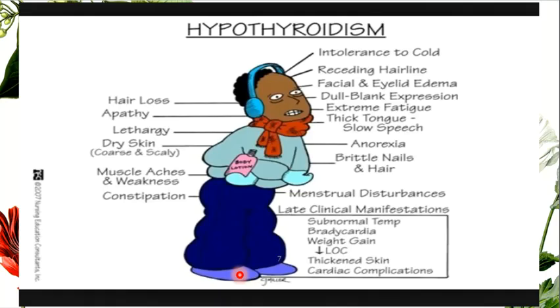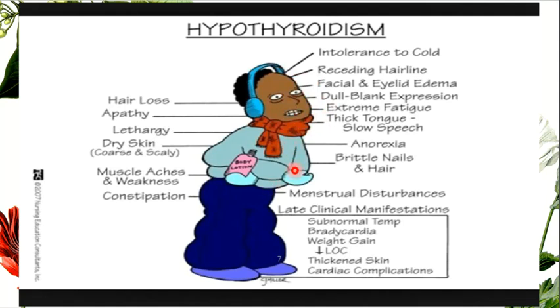And another image to help us remember how hypothyroidism affects. You can see, try and remember this guy. He's wearing earmuffs and scarves and everything. He has intolerance to cold, that's why he's wearing all this stuff. There is a receding hairline, you can see. He's getting bald. Facial and eyelid edema is there. There is no exophthalmos, right? There is only edema on the face and around the eyes. The eyes are not popping out here. There is a dull blank expression.